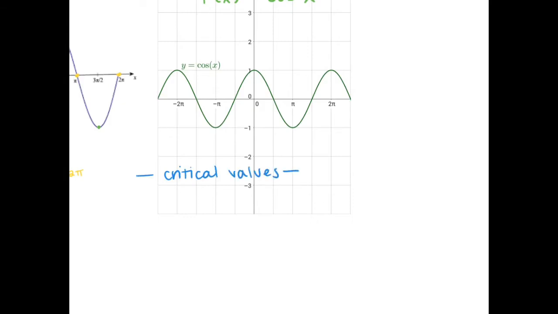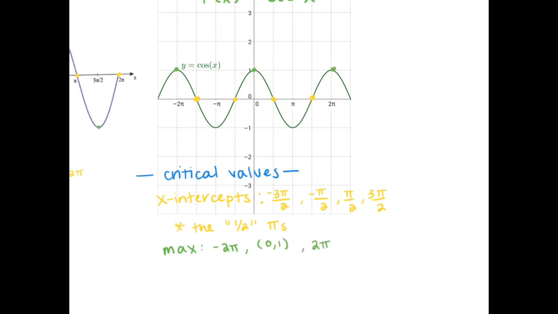So now let's talk about the critical values in a cosine function, starting with our x-intercepts. These are going to be on the half pi's. So we're going to be on negative 3 pi over 2, negative pi over 2, pi over 2, and positive 3 pi over 2. Again, those are the half pi's. Then let's talk about our maximums. Our maximums are going to be at negative 2 pi, (0, 1), and 2 pi. That (0, 1) is going to be a real big point in cosine. I'm going to reference it quite a bit. Then my minimums are at negative pi and pi.